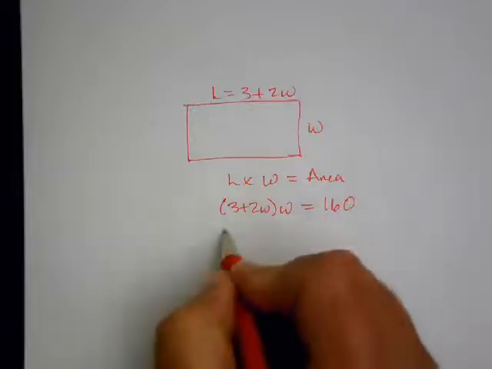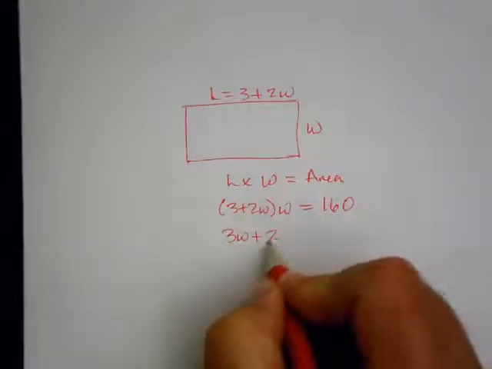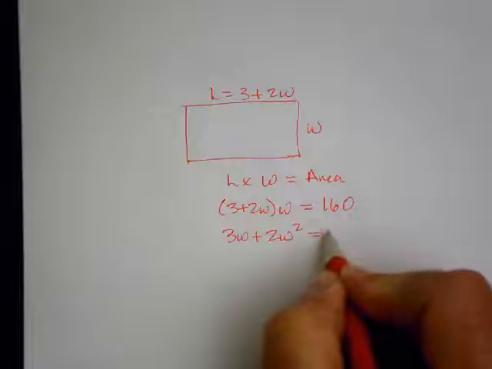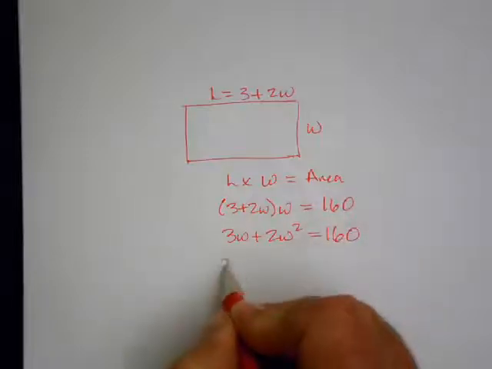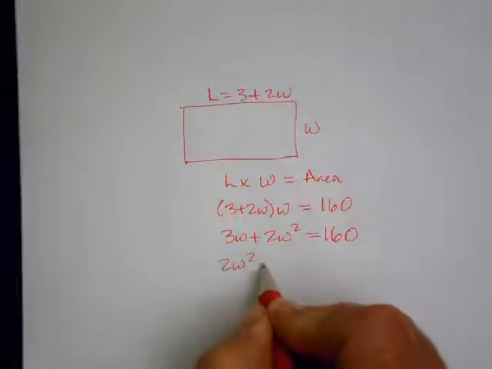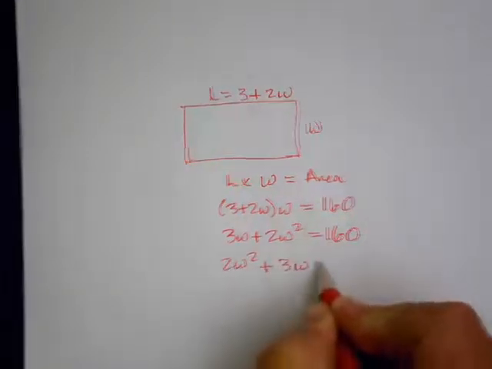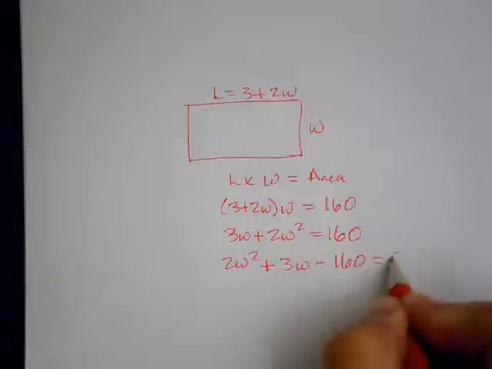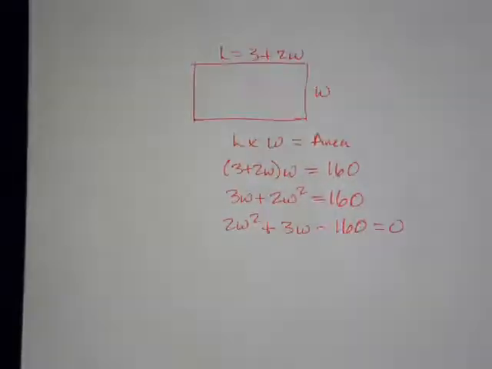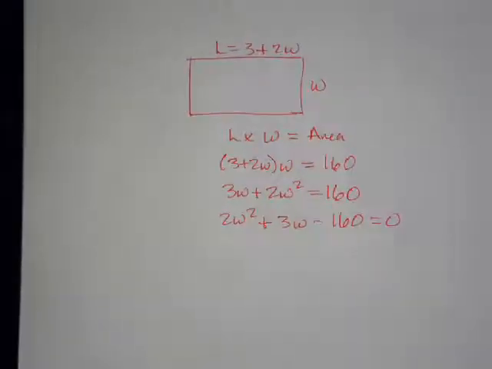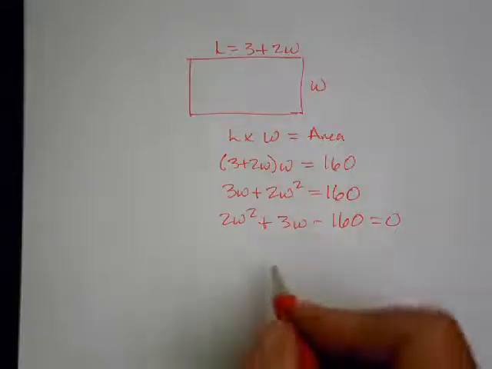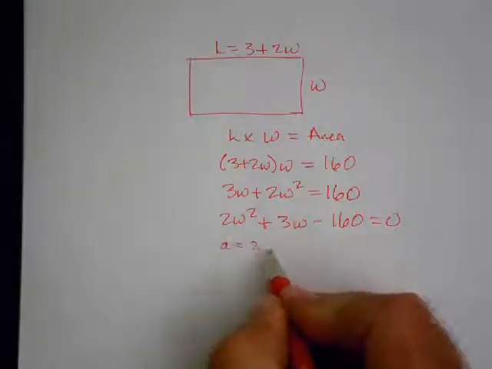Distribute. Rearrange. And now I have my problem to be solved. Now, this one may be factorable, but again, anytime they tell me round to the nearest tenth, it's probably not going to be. So I'm just going to go ahead and go straight to using the quadratic formula.